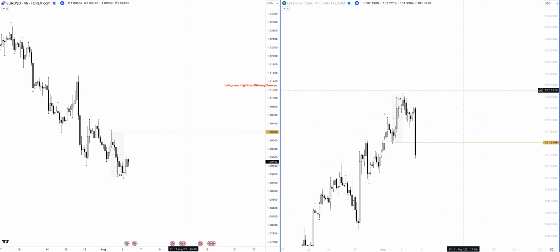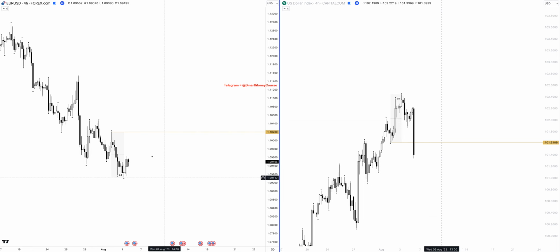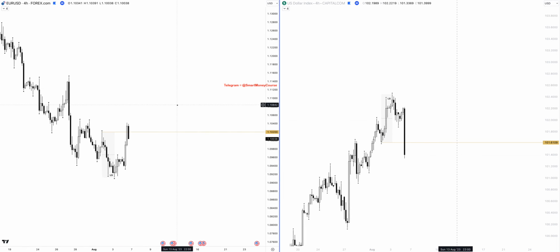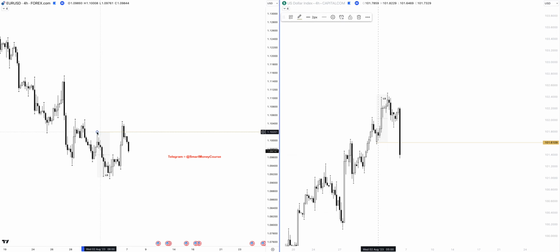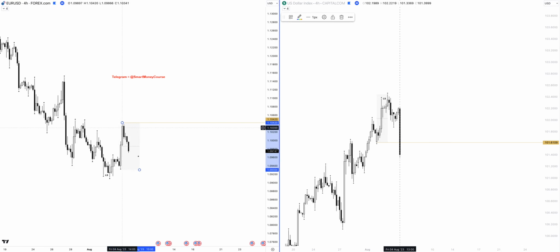Okay, so we smash the lows. Let's see what happens. Take the highs more than likely. There goes the highs. Okay, let's just follow it. So we've got a new range on EU. Make it a bit bigger. The range is just those two candles.